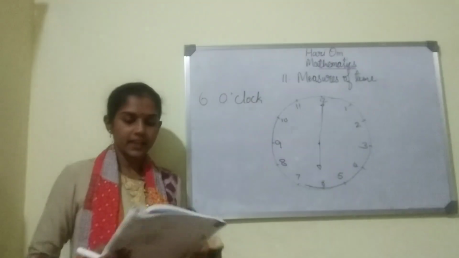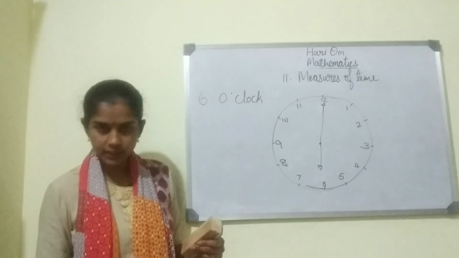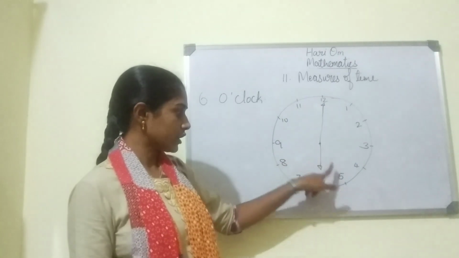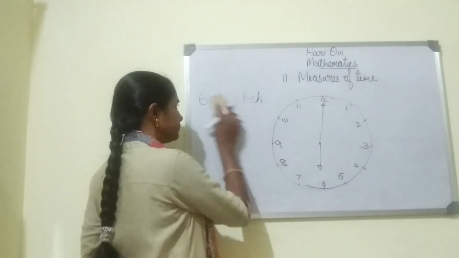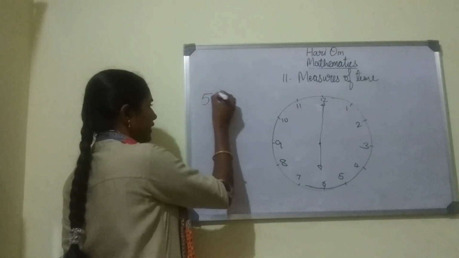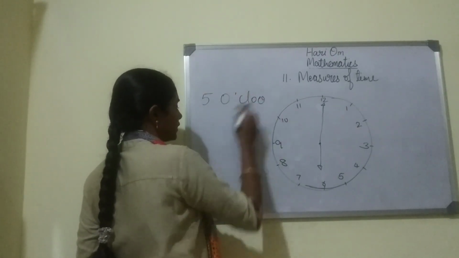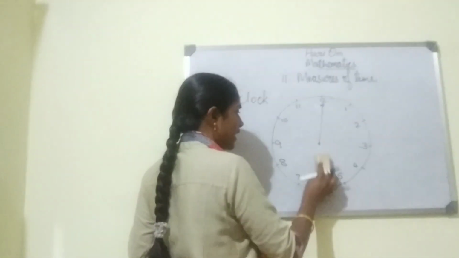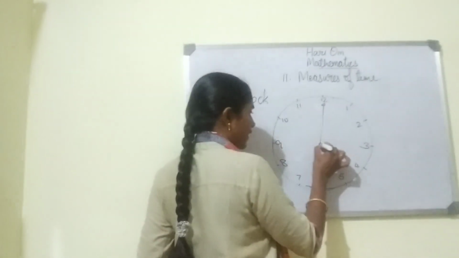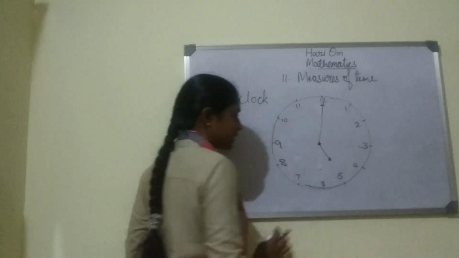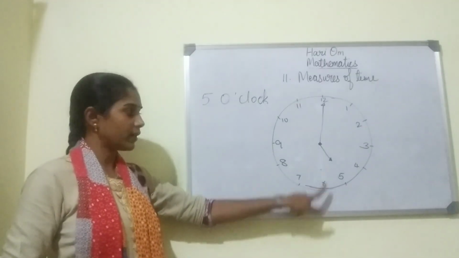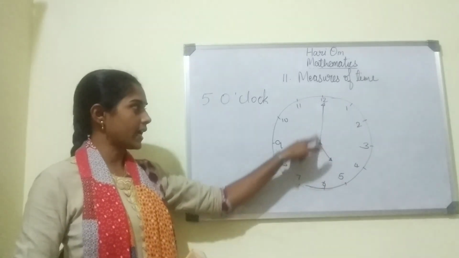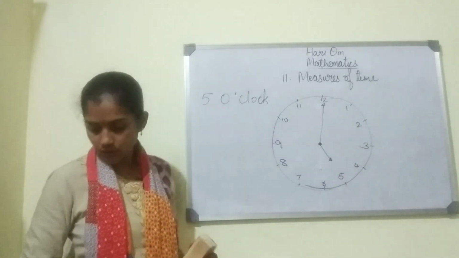Next, it is 5 o'clock. So how to draw the hands? If it is 5 o'clock, the long hand should be at 12 and the short hand should be at 5. So the third one, it is 5 o'clock. What is the time now? It is 5 o'clock. Where is the short hand? Short hand is at 5. The long hand is at 12. It is 5 o'clock.